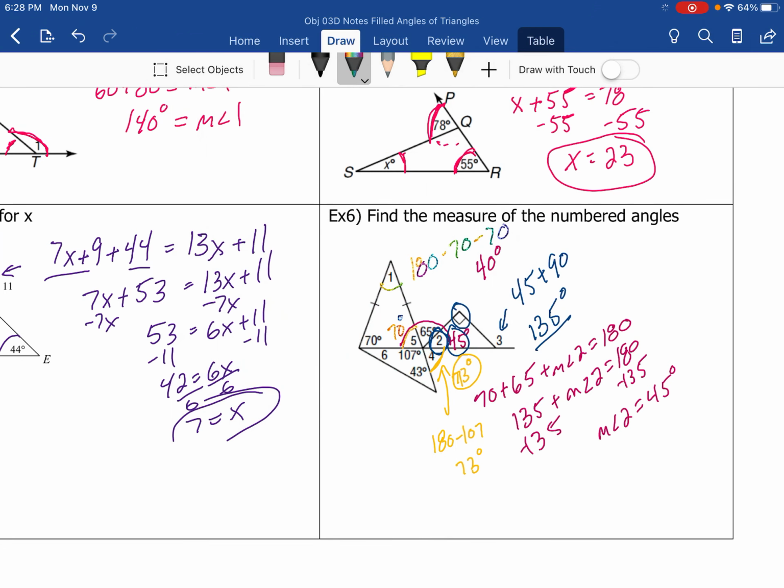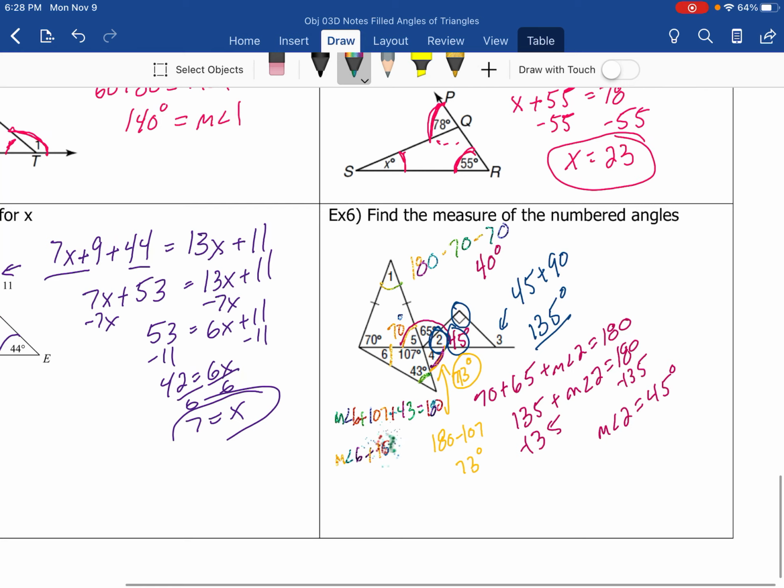So one of the ways I know is because the angle 6 plus my 43 is equal to the 73, because that's my exterior angle. And what number plus 43 is equal to 73? That's 30 degrees. I also know that the measure of angle 6 plus 107 plus 43 is equal to 180. And so the measure of angle 6 plus 150 is equal to 180. The measure of angle 6 is equal to 30 degrees. So we have 6 is 30.